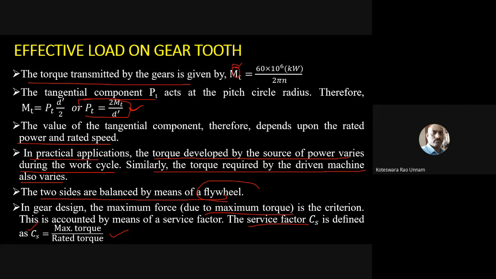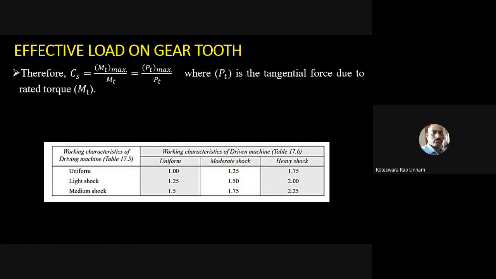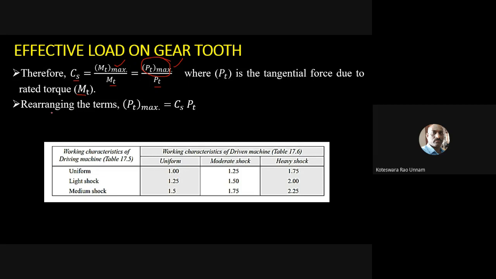Now, if I take the service factor multiplied by this PT, then I get the dynamic load. So your service factor is nothing but MT max by MT, which is nothing but PT max by PT, where PT is the tangential force due to the torque. So now I'll get the maximum tangential force. Rearranging this, I can write maximum tangential force is nothing but service factor CS into PT.